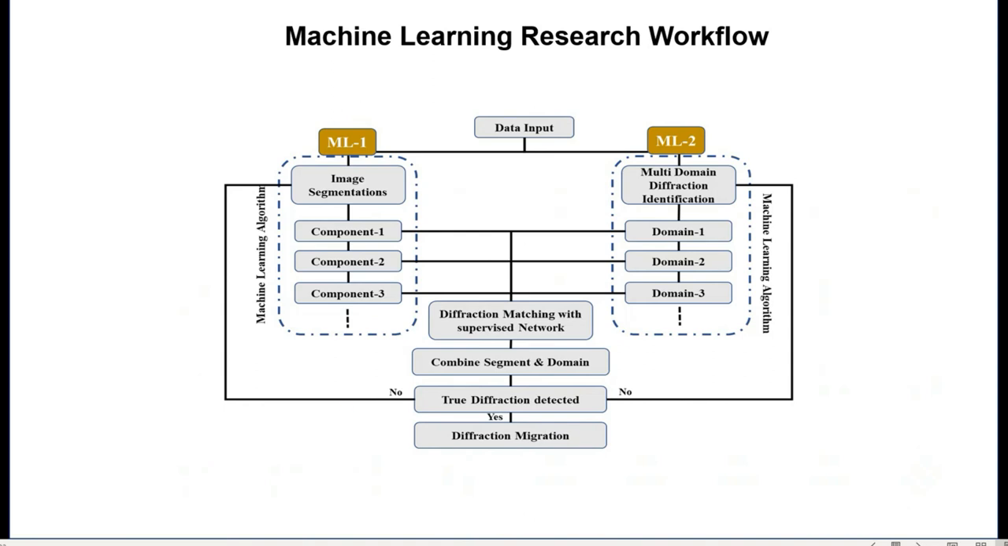In image segmentation, what we do is, actually we have a very big image. Let's say you have 6 kilometer or 8 kilometer of subsurface data. So it is hard for the algorithm to read. So we do the image segmentation, let's say top, middle and bottom. We divide it into different components, component 1, 2, 3 and so on, however many components you have in this image.